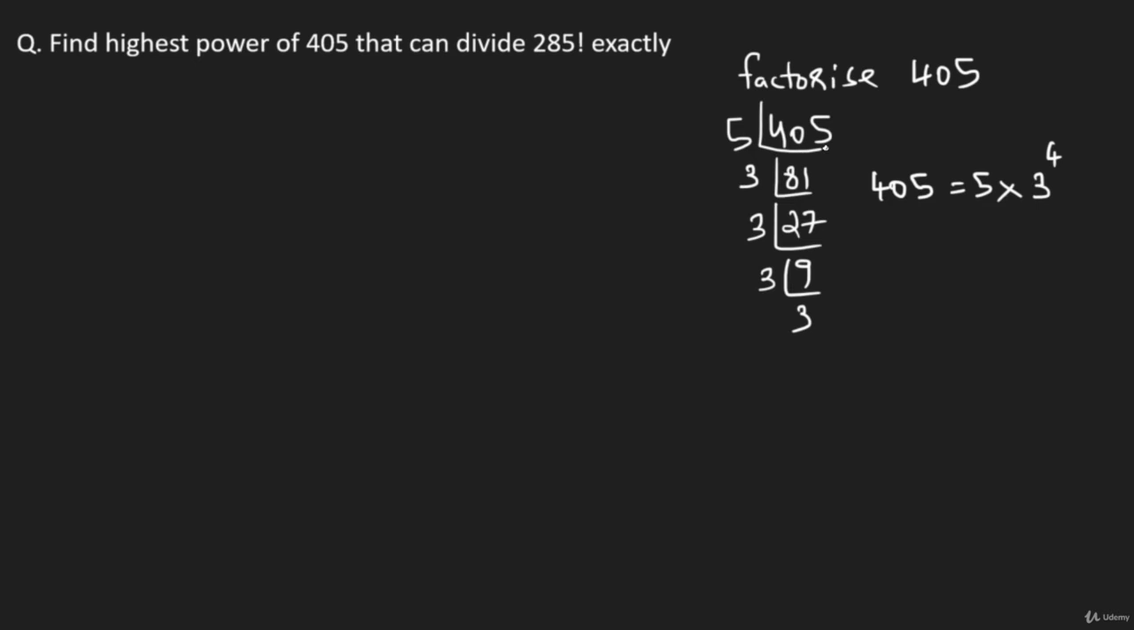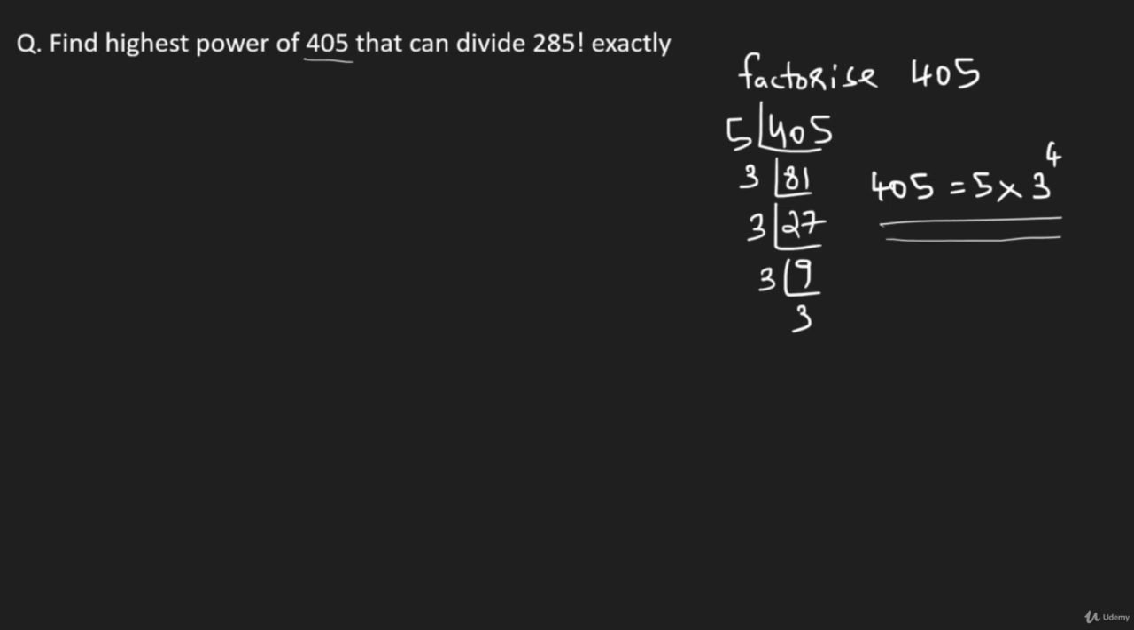So we can see that 405 can be written as 5 into 3 to the power 4. Therefore, to answer this question, note that 405 is a composite number. So we have prime factorized it.